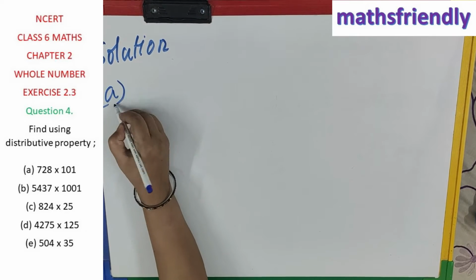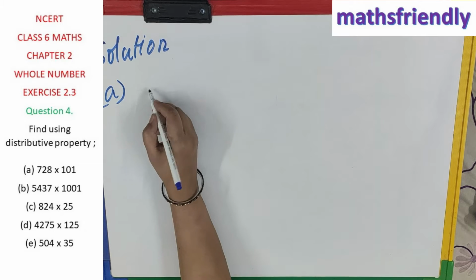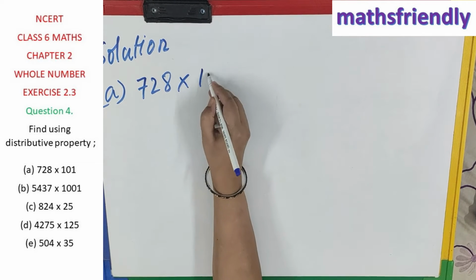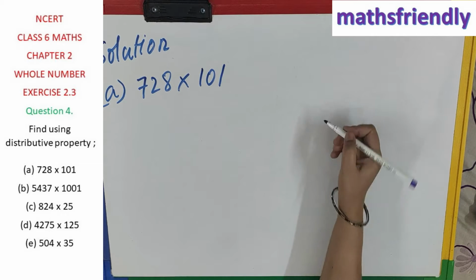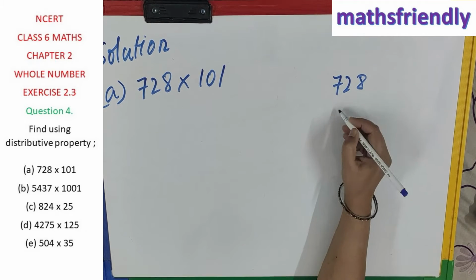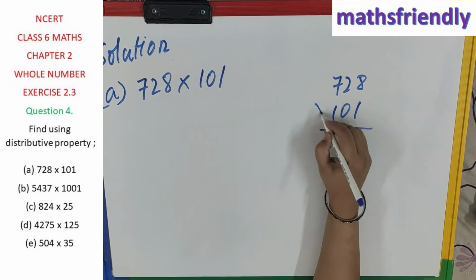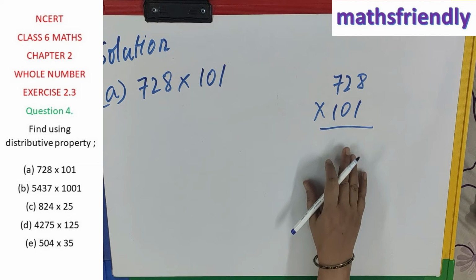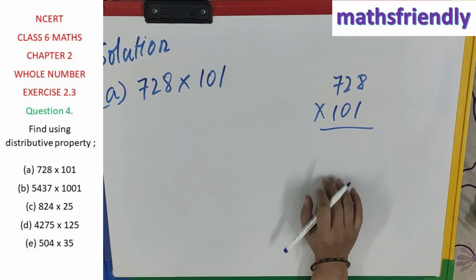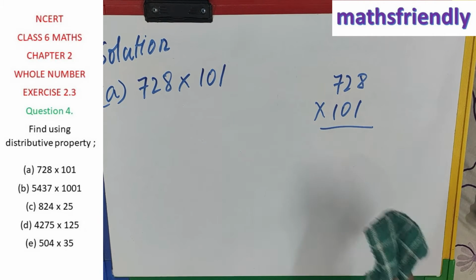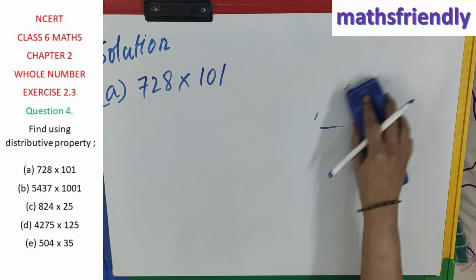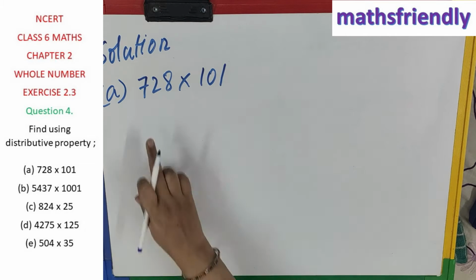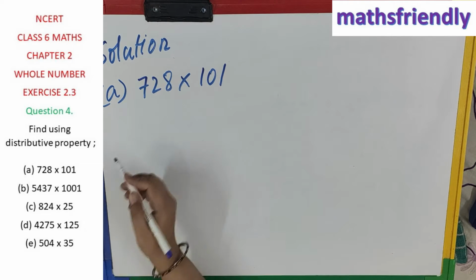So first we will do question number A. 728 multiplied by 101. See, if we do this multiplication directly, 728 multiplied by 101, it will be quite a lengthy process. It will take quite a long time. So here we will do this multiplication using the distributive property.